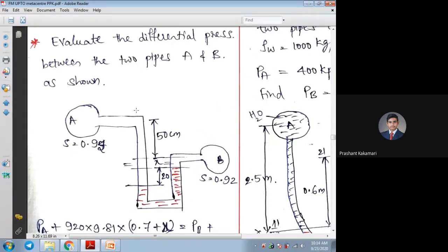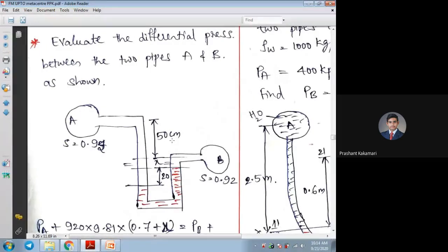Now as per the sketch they have given, the lowest head of the mercury to the highest head, means the head difference between the mercury levels or the liquid levels in the U-tube, they have given 20 centimeter. And the difference in head, sorry, not pressure difference, we need to find out PA minus PB. The head difference they have given from pipe A and pipe B is 50 centimeter.